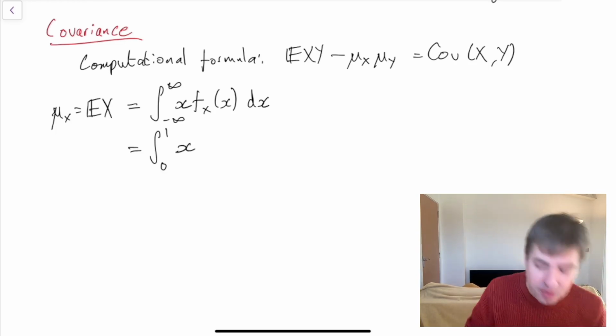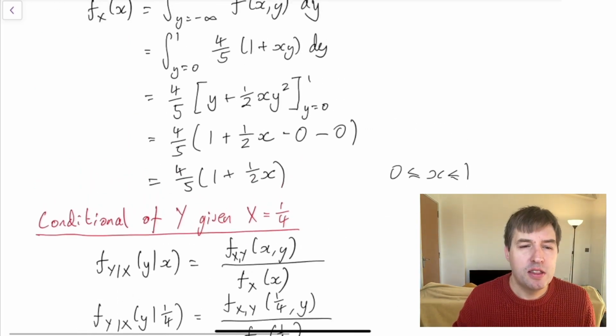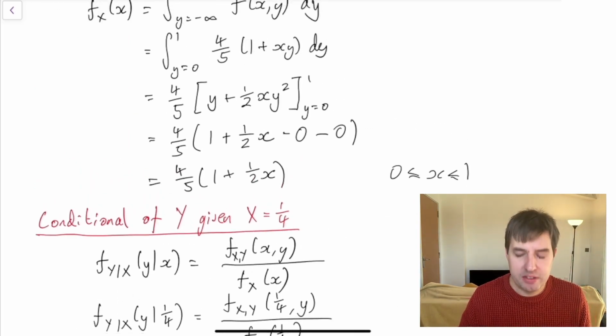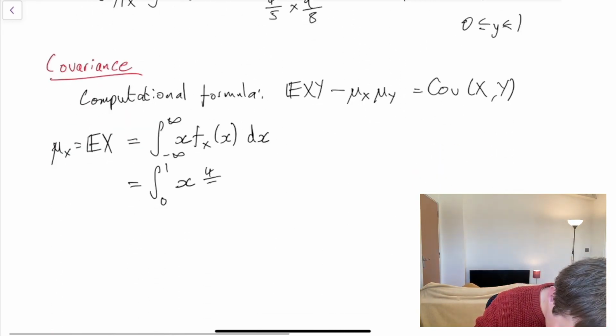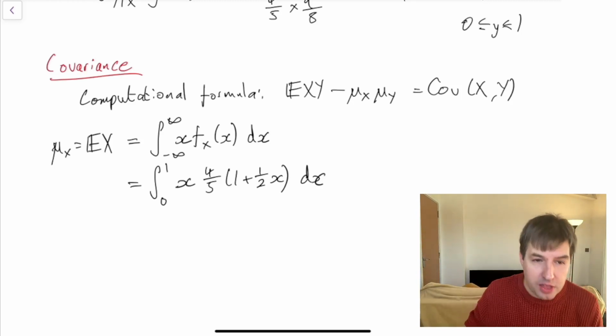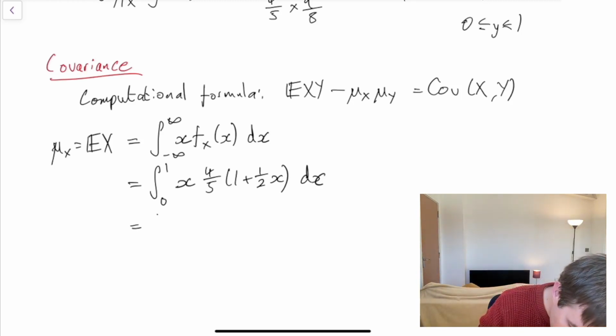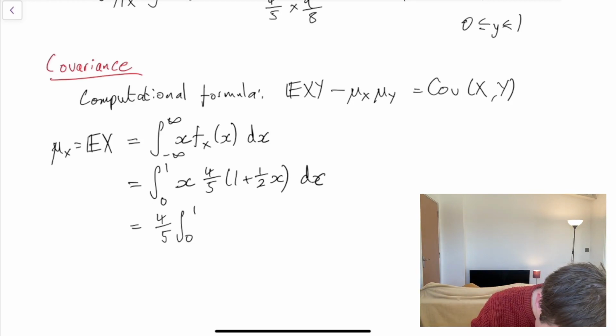And we have x, then we have to look at the marginal distribution of x. That was the first thing we did in the example. It's 4/5, 1 plus a half x. So we can put in here 4/5, 1 plus a half x, because that's what we calculated as the marginal, dx. And so now we have to go ahead and do that integration again. I'm going to take the 4/5 outside, and multiplying the x into those brackets, I'll get x plus a half x squared.